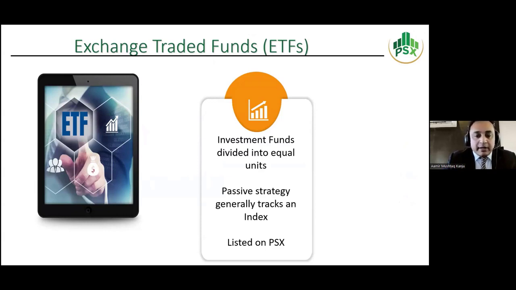If I compare ETF with a mutual fund, technically a mutual fund could be an active fund as well. As far as PSX and local market regulations are concerned, ETFs could only be a passive fund. It means that it can track only an index. The second difference with the mutual fund is that mutual funds are not formally listed on PSX, although they are technically listed. But an ETF is listed just like a stock on PSX.